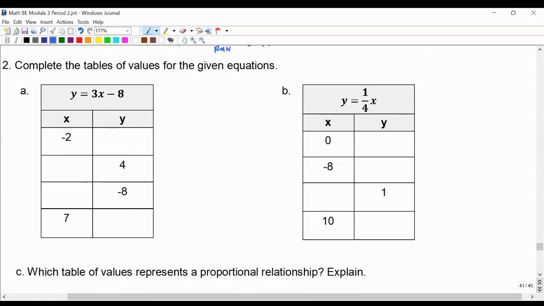We're going to look at number 7, or the value of 7. And we're going to take 7 and we're going to plug it into this equation. So we have y equals 3 times 7. We're replacing x with 7 minus 8. We either do parentheses or a times dot, which is 21 minus 8, which means that the y value is 13.